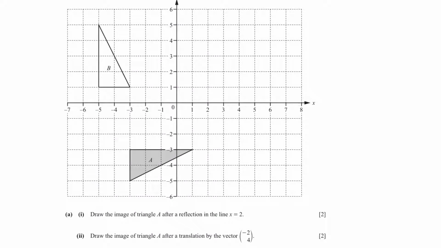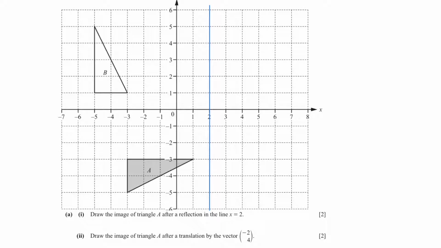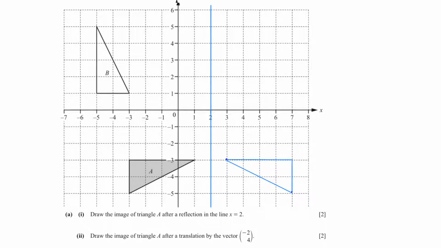This is a transformation question. A1, draw the image of triangle A after a reflection in the line x is equal to 2. So x is equal to 2 is here. We'll draw the line there. And then we will plot the points. So if you have one square, it will be here. 1, 2, 3, 4, 4 down. We have to join these points now. So this is the image after a reflection in the line x is equal to 2.